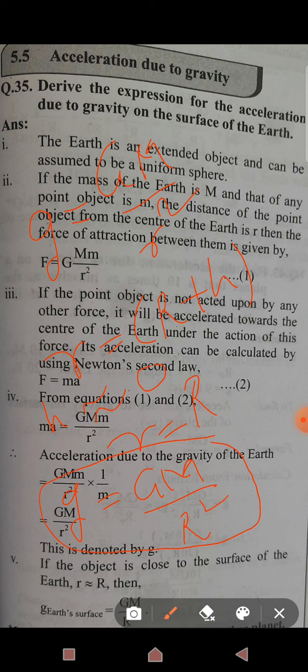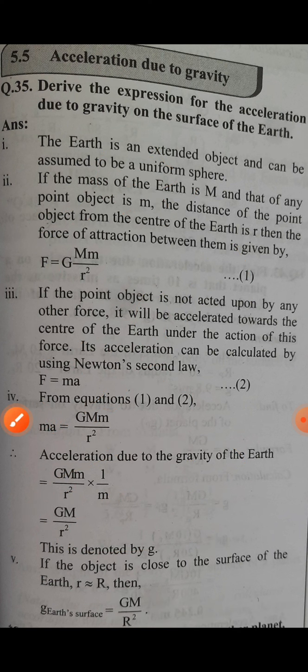So remember, this is the relation between the small g and capital G. Small g is equal to GM upon capital R square, where small g is the acceleration due to gravity, capital G is the gravitational constant, capital M is the mass of the earth, and capital R is the radius of the earth. So this is the total equation which will be given here.